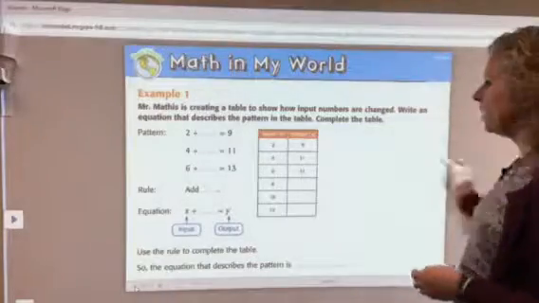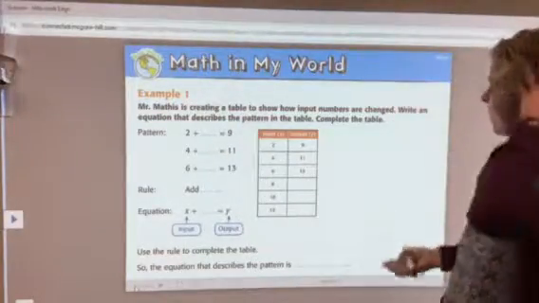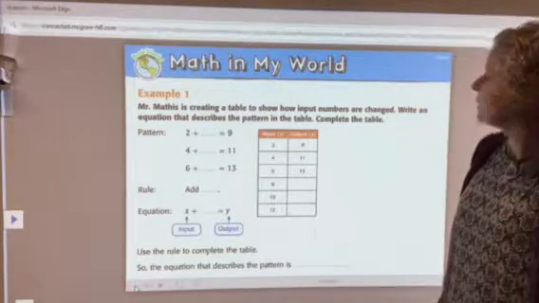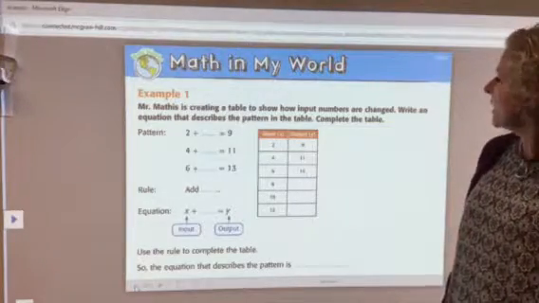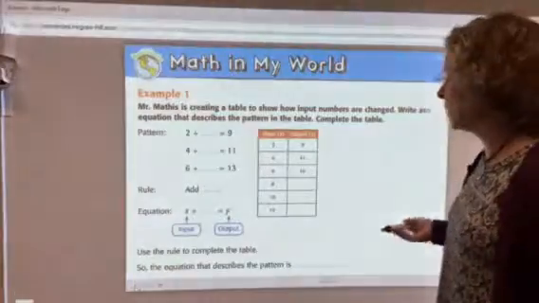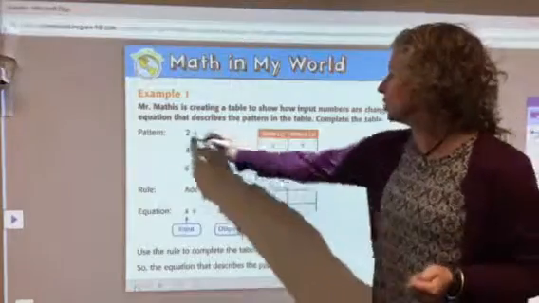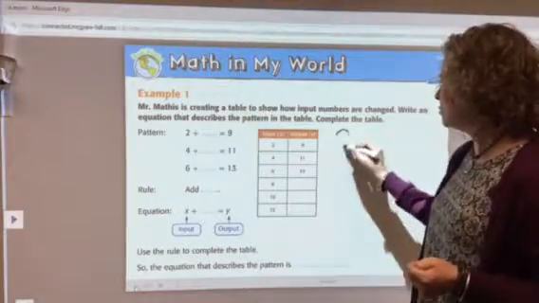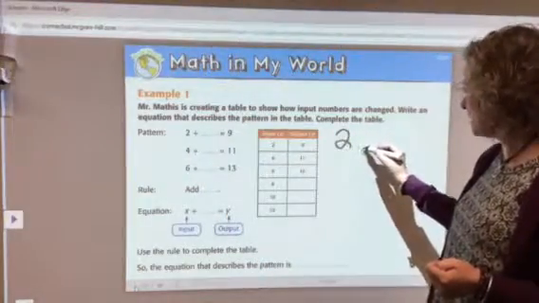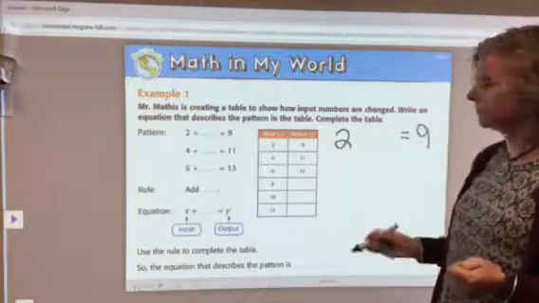So with this one, let's see, Mr. Mathis is creating a table to show how input numbers are changed. Write an equation that describes the pattern in the table and complete the pattern. Okay, so we've got to figure out the rule for this one. So I'm going to look at what I'm putting in, and I'm putting in a 2. So that's what they started with, 2, and then something happened to it, and we ended up with 9.